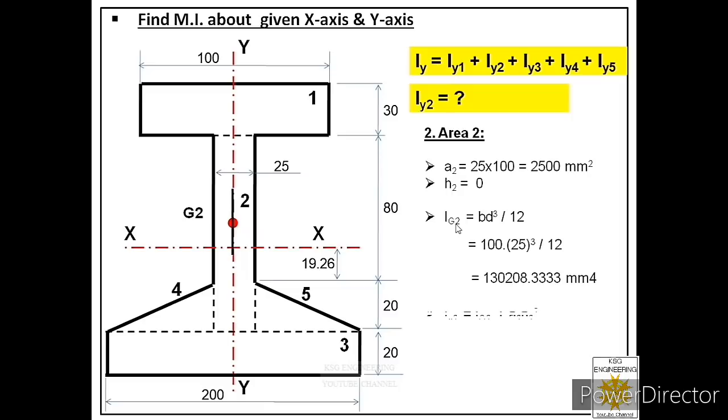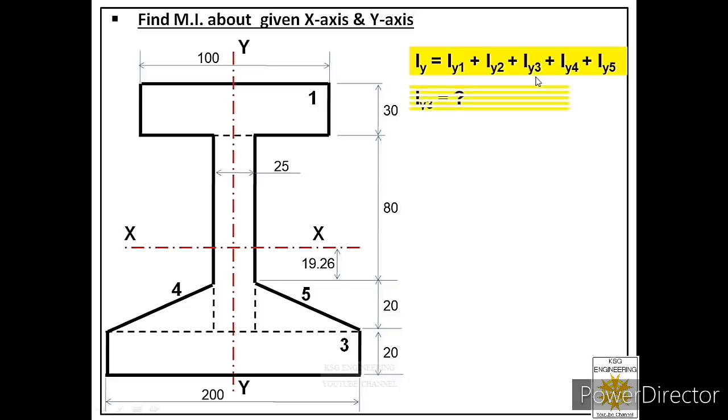Once we get these values, let us apply the parallel axis theorem to get Iy2. But we know again H2 is 0, so Iy2 will be equal to Ig2 only. Now we have found Iy2, let us move to Iy3. In order to find Iy3, we have to find A3, and this we have already calculated when we were calculating Ix3, and we know it is 200 by 20.